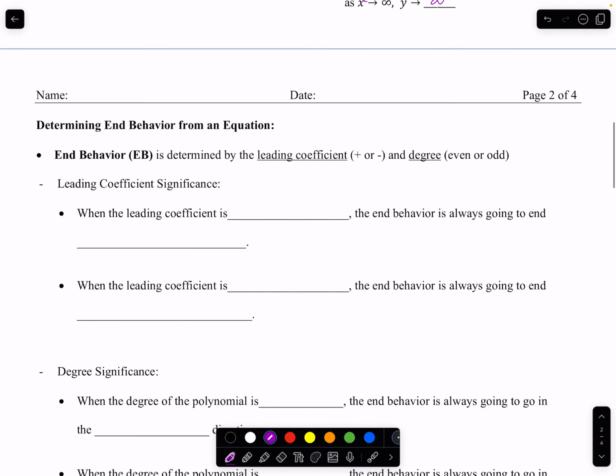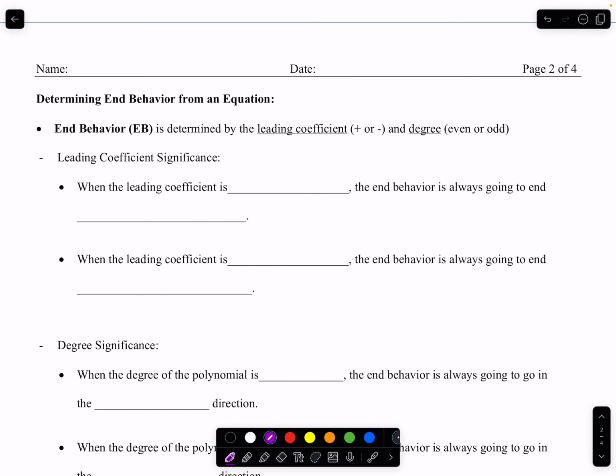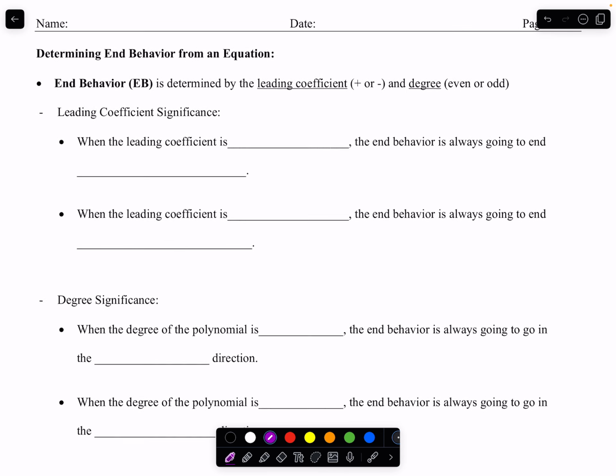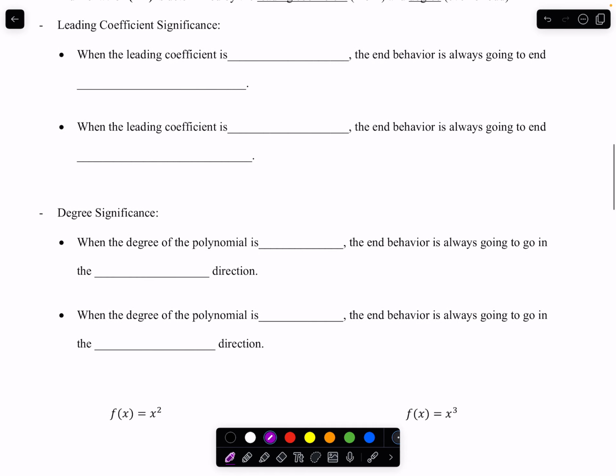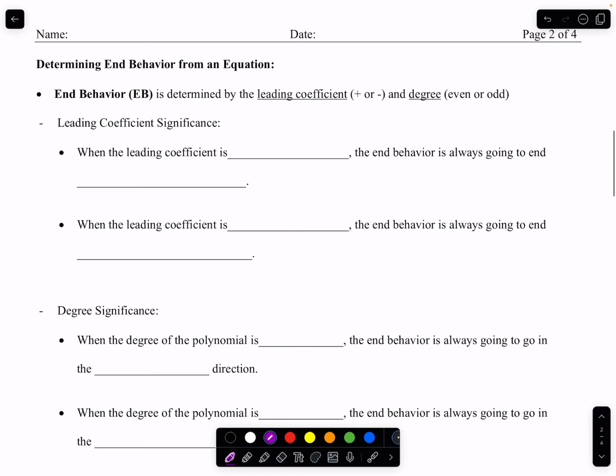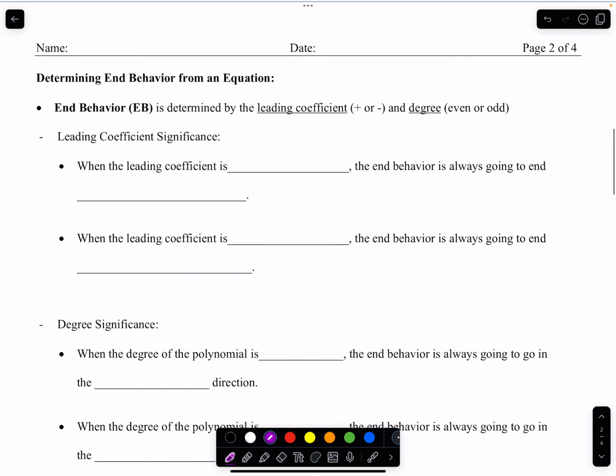All right? Now, there is a way to figure this out from the leading coefficient. And this can get a little tedious. I think this might be better to go over in class together. So we're going to stop the video here.